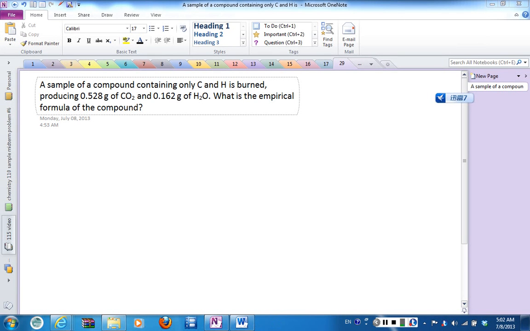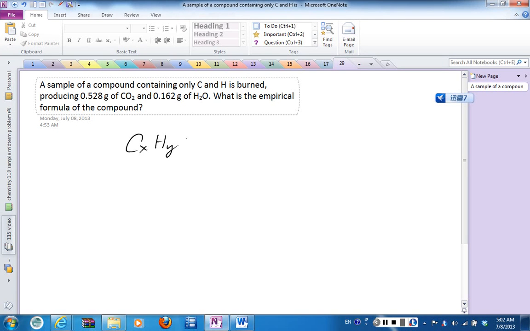A sample of a compound containing only carbon and hydrogen is burned, producing 0.528 grams of carbon dioxide and 0.162 grams of water. What is the empirical formula of the compound? Okay, so we're trying to figure out the empirical formula of a compound containing only carbon and hydrogen. So if we can get the ratio, we would have the empirical formula.